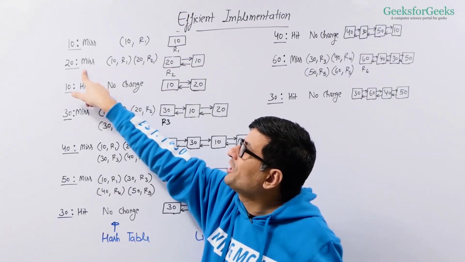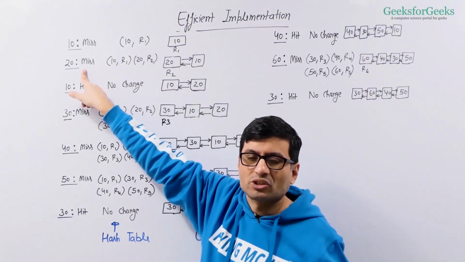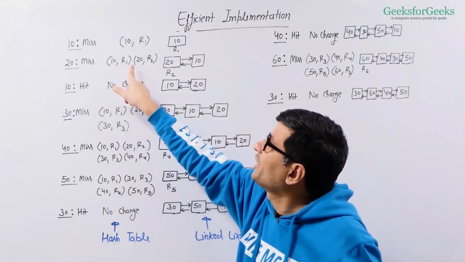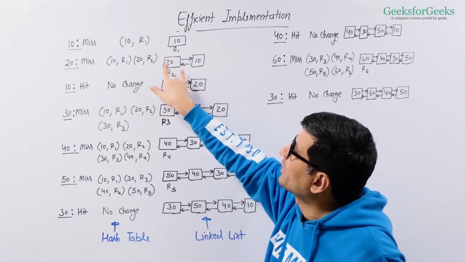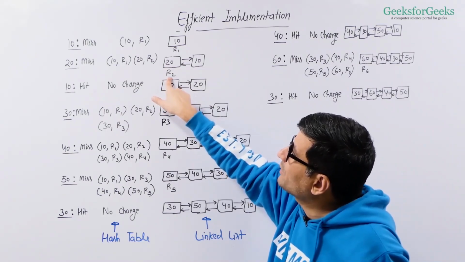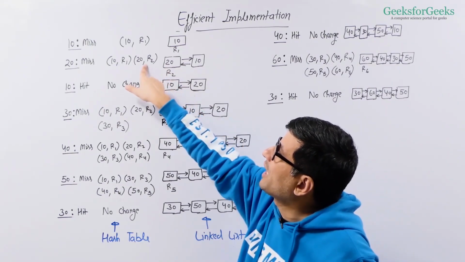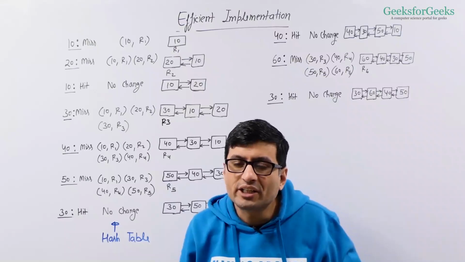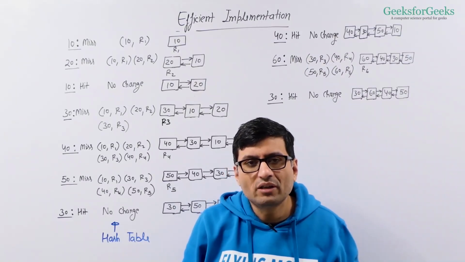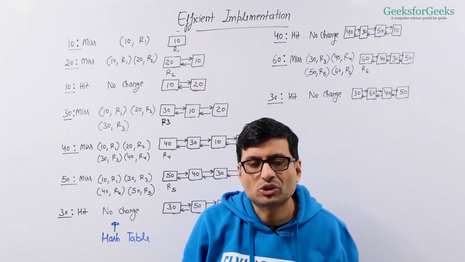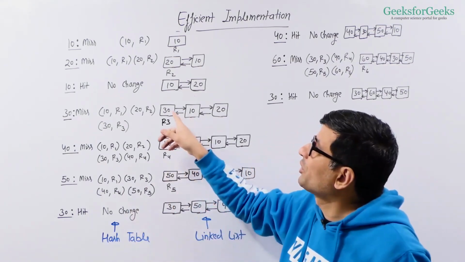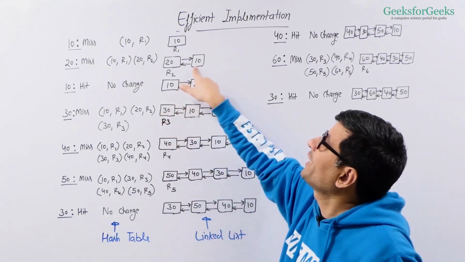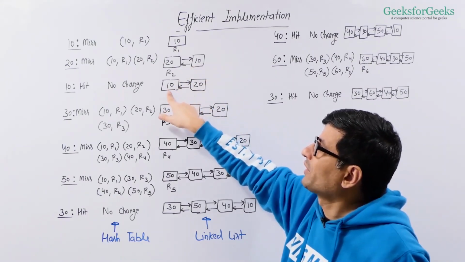When we see 20 next time, it's a miss. It's not there in the cache. So we create a node in doubly linked list and insert 20 at the front of doubly linked list and store its reference or address in our hash table. Now when we see 10, we look up into the hash table and 10 is already present in the hash table. So we do not make any change to our hash table, but we make changes to our doubly linked list. We take 10 and move it to the front.